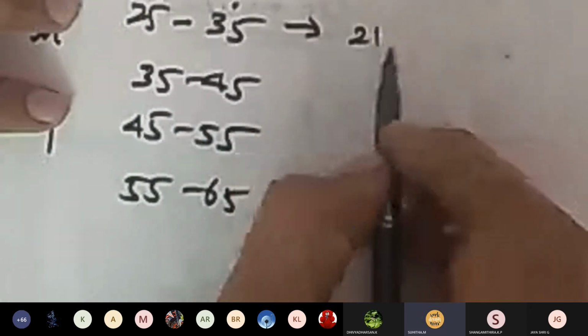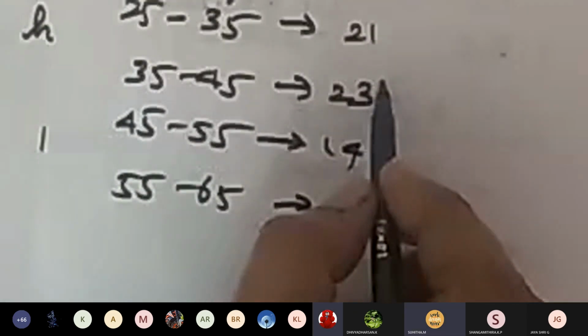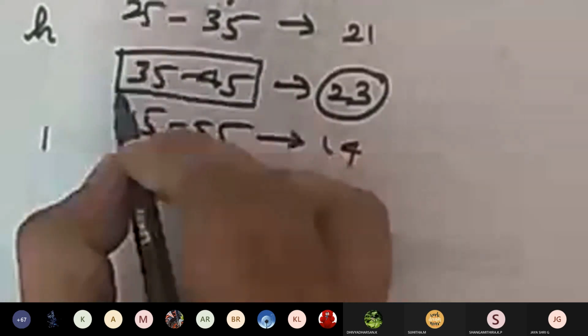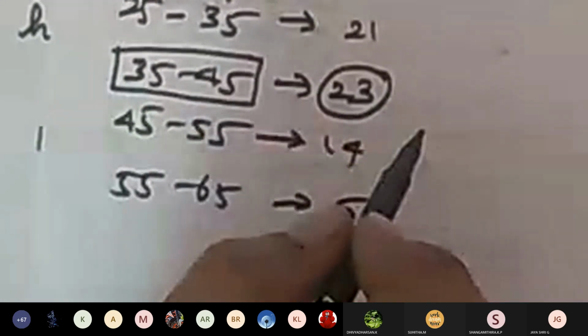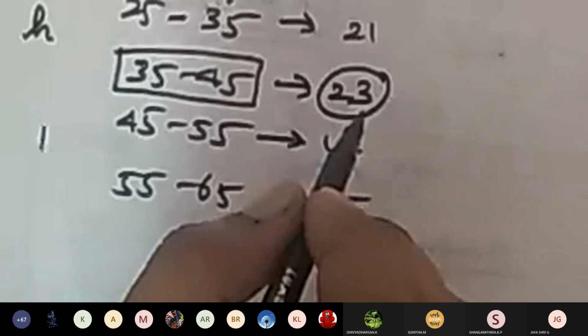Class interval, number of patients, frequency. What is given? 11, 21, 23, 14, 5. Which is highest? 23 is highest, right? So this is called the modal class.